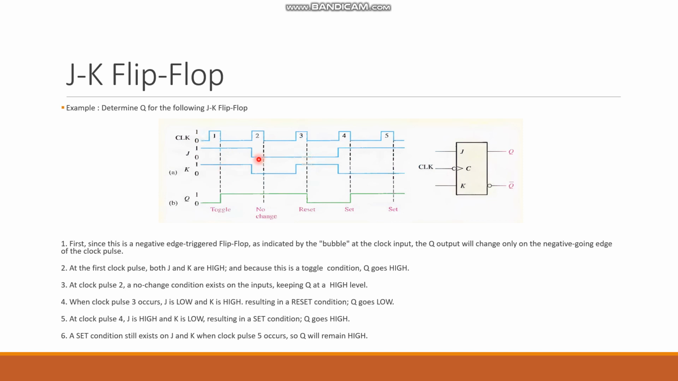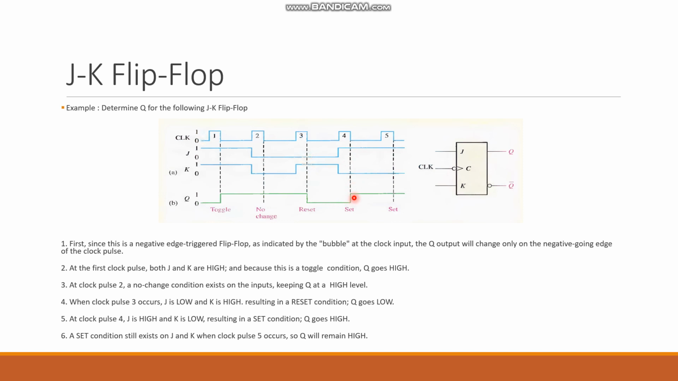In this case, both of them are 0. That means no change. The output is going to be the same as the previous output. So the previous output was 1 and this output is going to be 1 as well. So in this clock pulse in here, the J is 0 and the K is 1. So the output is going to be 0 because the J is 0. And in this case, the J is 1 and the K is 0.